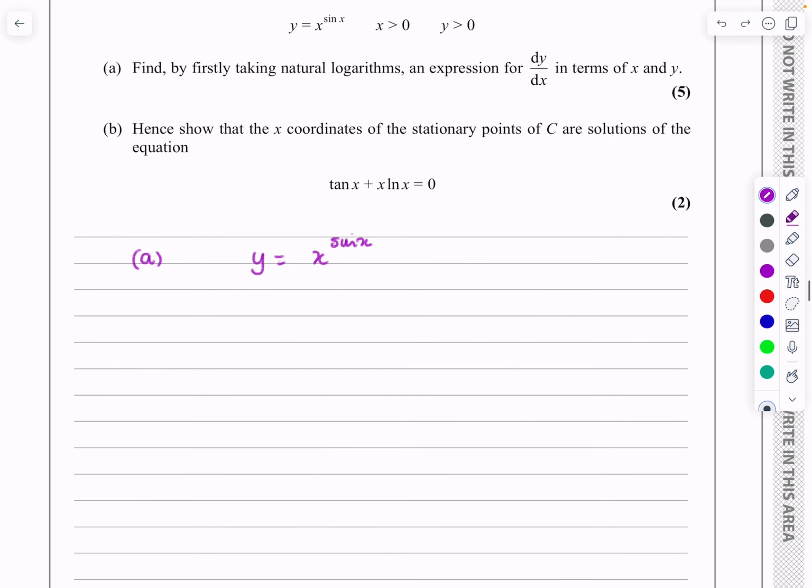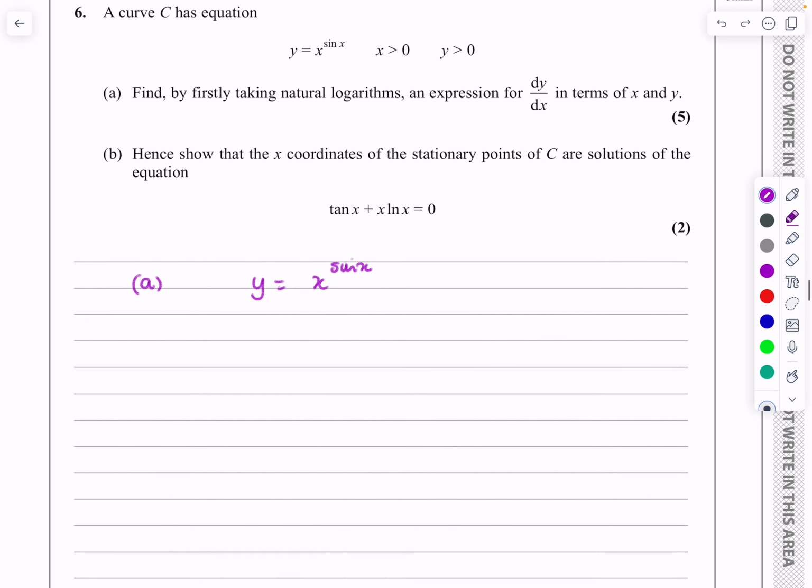Really good example of one of those sorts of questions where you just go as far as you can, and then start panicking once you don't know the next step to do. I know the next step because it says take natural logs. So I'm going to log both sides here. So I'm going to get log y is equal to log x to the power of sine x. Well, as soon as I see that, it is absolutely jumping out at me that I can use the log rule with powers to bring that sine x down.